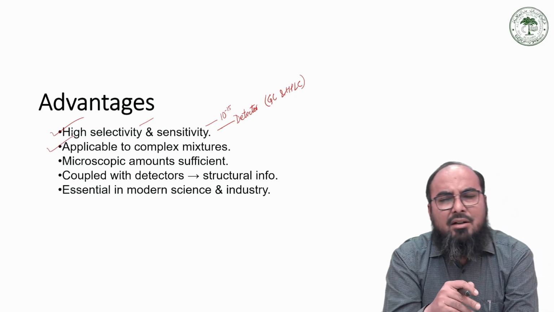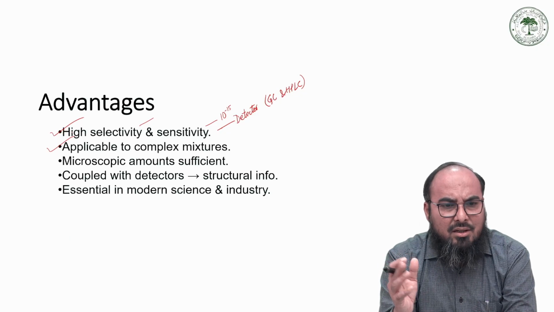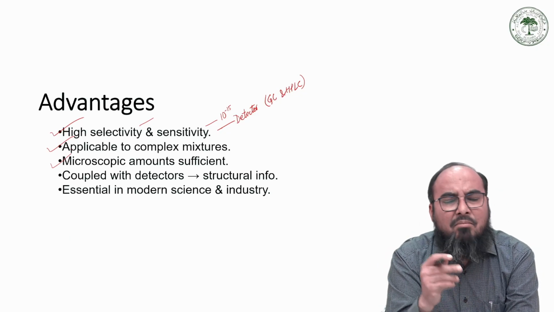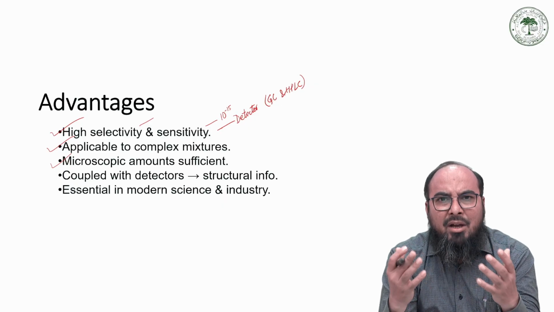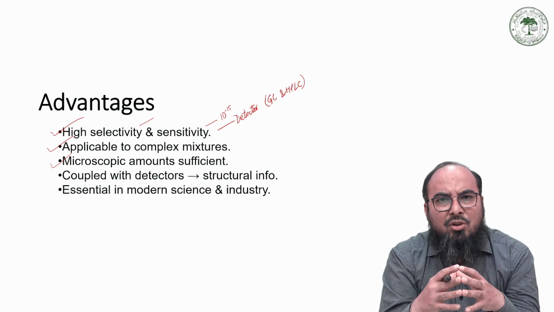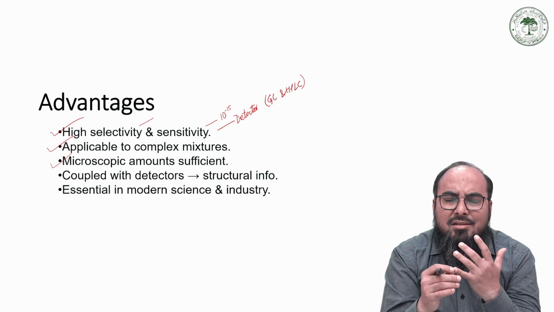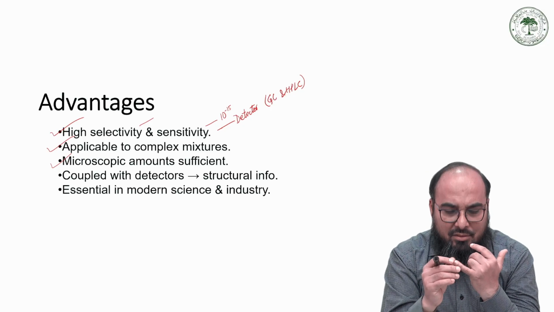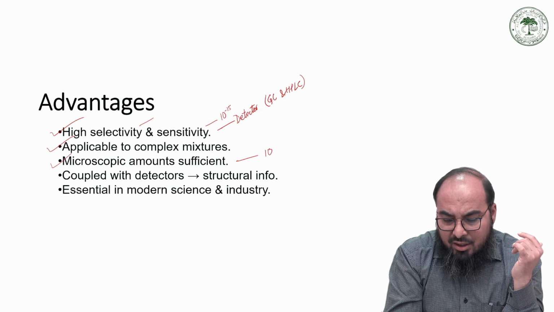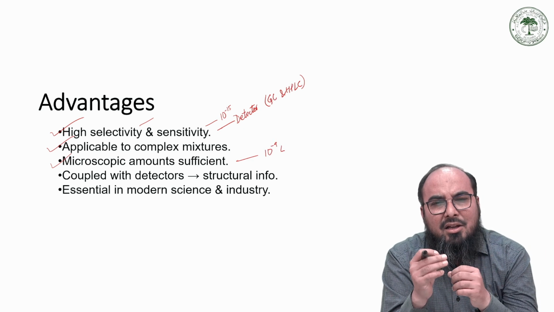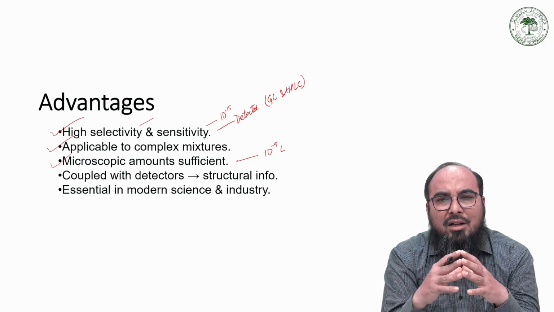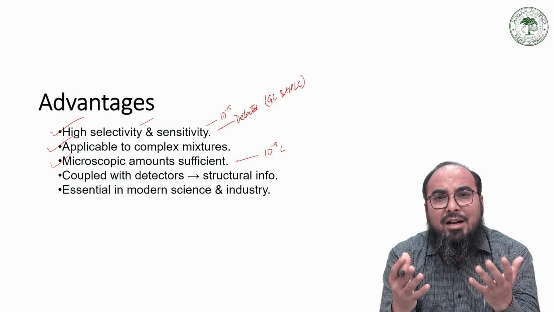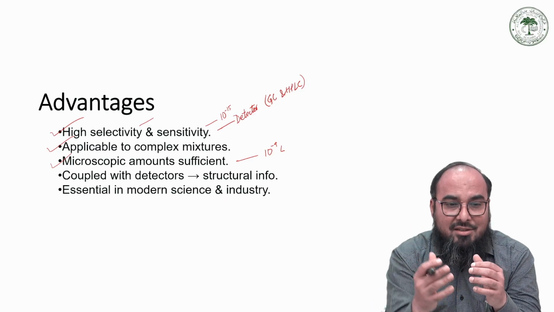So you can separate a complex mixture by using HPLC, and you need only microscopic amounts. You do not need samples in ml or 10 ml, or a 1 liter sample; you need only nanoliters of sample, that is, up to a level of 10 raised to the power minus 9 liter. So you can see that in just such a small amount you can get an idea about the number of components present, and also how much of each component is there.